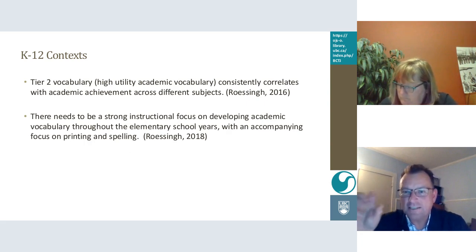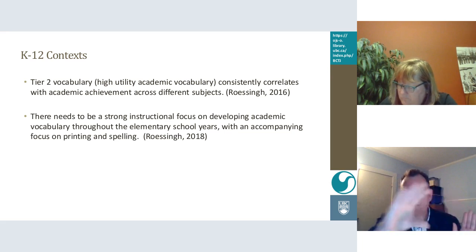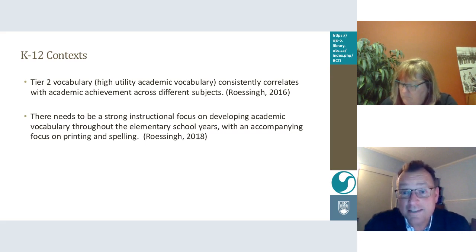Some other things we've learned in K-12 contexts is that the vocabulary that's important isn't necessarily the specialized vocabulary that goes along with a particular subject. Actually, the general academic vocabulary that goes across subjects, what could be called Tier 2 vocabulary, is the vocabulary knowledge that correlates with academic success. So think about academic word list type words. Those general words that go across disciplines are the ones that have the most benefit for learners.